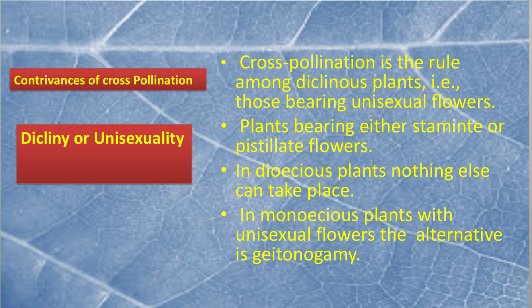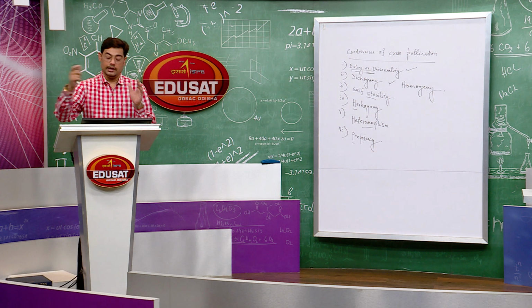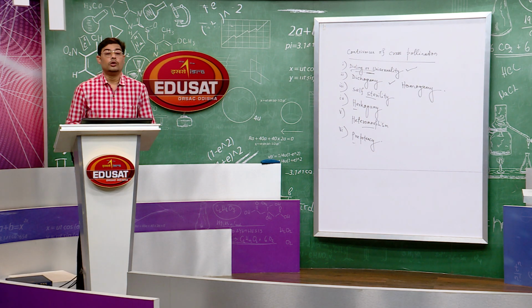Now, there are certain plants which are dioecious in nature. That means, a separate male plant and a separate female plant exist in nature. So, cross pollination is the rule among the diclinous plants, plants bearing either staminate flowers or pistillate flowers. There is a separate male plant and another female plant. Let us have a look.